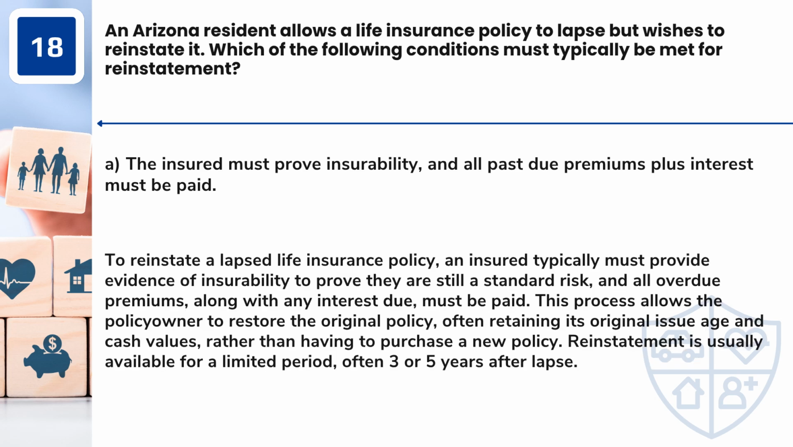Answer: A. The insured must prove insurability, and all past due premiums plus interest must be paid. To reinstate a lapsed life insurance policy, an insured typically must provide evidence of insurability to prove they are still a standard risk, and all overdue premiums, along with any interest due, must be paid. This process allows the policy owner to restore the original policy, often retaining its original issue age and cash values, rather than having to purchase a new policy. Reinstatement is usually available for a limited period, often 3 or 5 years after lapse.